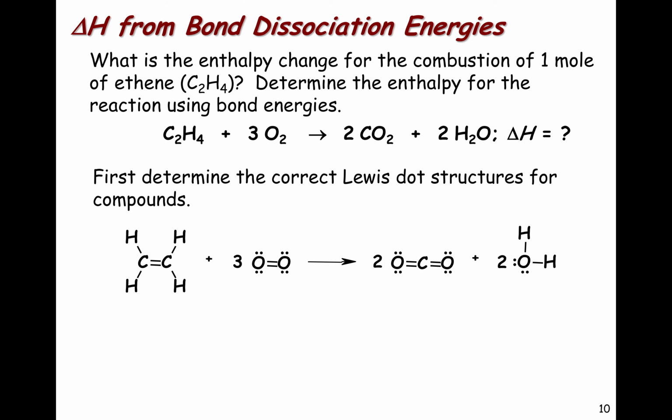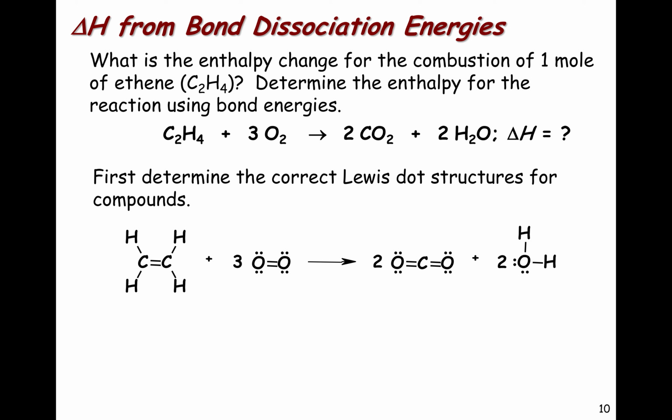As an example of this, we would like to determine the enthalpy change for the combustion of 1 mole of ethene, which is C2H4, and so we are going to determine the enthalpy for the reaction using bond energies. In this case, the overall reaction is C2H4 plus 3 elemental oxygens to form 2 carbon dioxides and 2 waters, all in the gas phase. The first thing that we should do is determine the Lewis dot structures for each of the reactants and products so that we know exactly what kinds of bonds we're dealing with here.